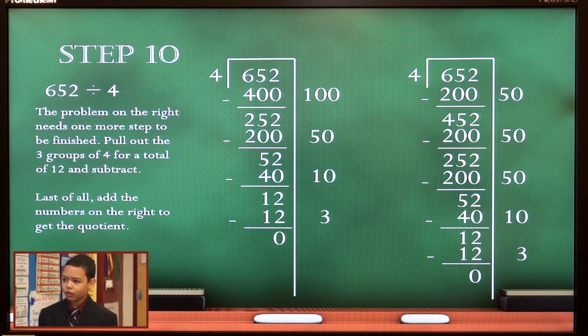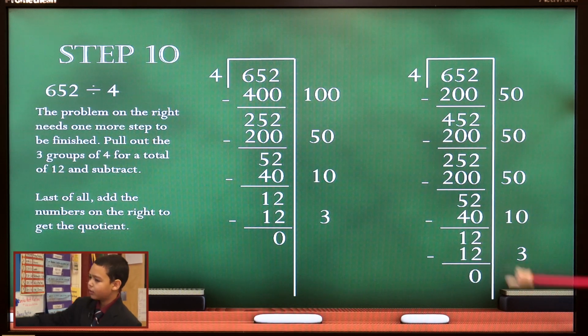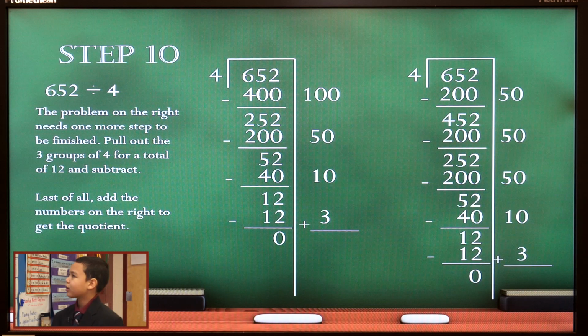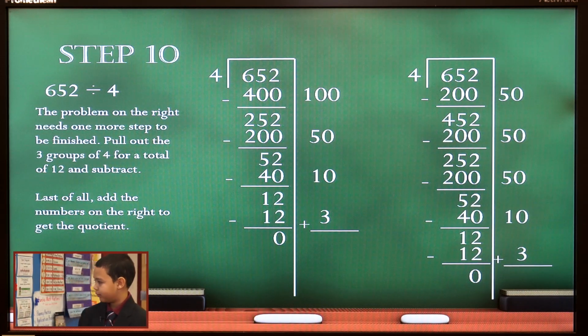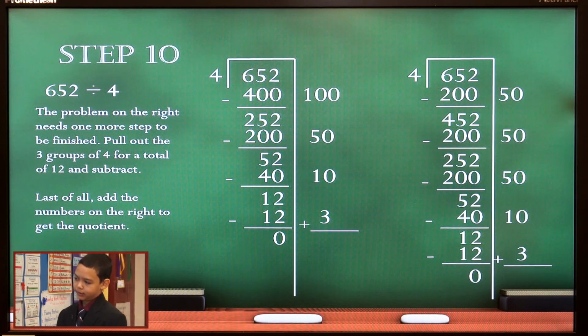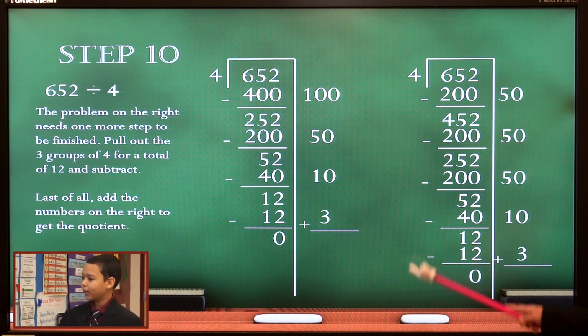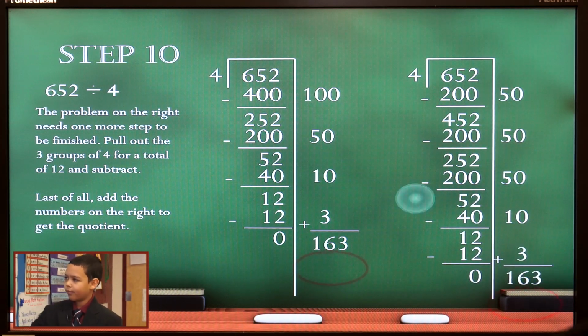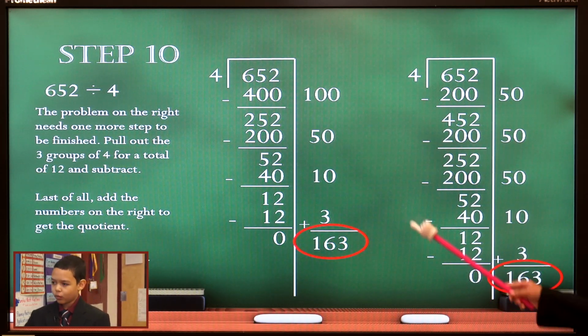Last of all, add all of the numbers on the right to get the quotient. Okay, 50 plus 50 plus 50 plus 10 plus 3. And 100 plus 50 plus 10 plus 3. That would give us a total of 163. The quotient is 163.